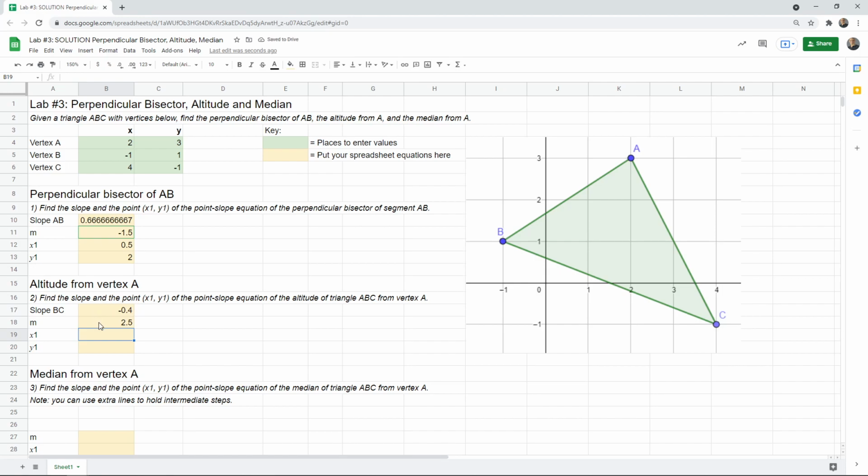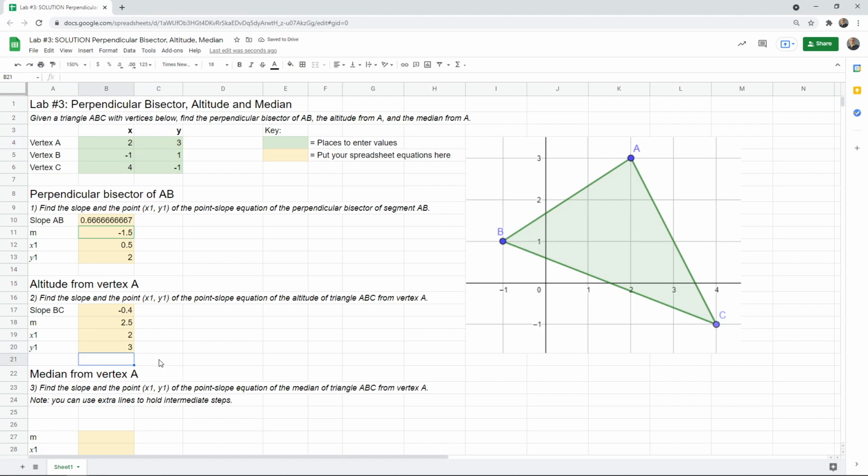And now we need a point for this altitude to go through. Well, if you remember, the easiest point is just going to be to use A. We know that the altitude, did I say perpendicular bisector? I meant altitude. The altitude does go through A. So in this case, this is easy enough. We just take the x value from A, that's our x sub 1, and the y value from A, which is y sub 1.